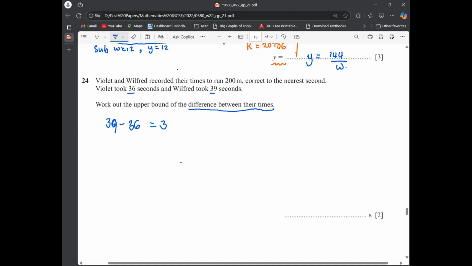So, which means then, let's see, what is the upper bound? 3 is greater than or equal to 2.5. 2.5 can round off to 3, but at the same time 3 must be less than 3.5, because 3.5 rounds off to 4, so that's going to be 3.4. So the upper bound is going to be 3.4.